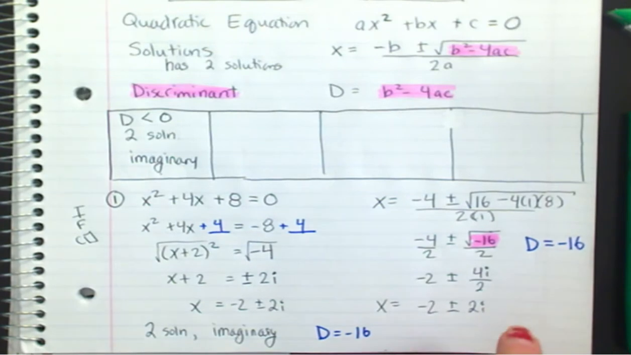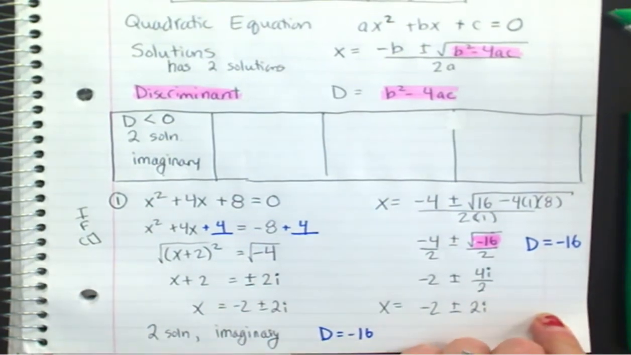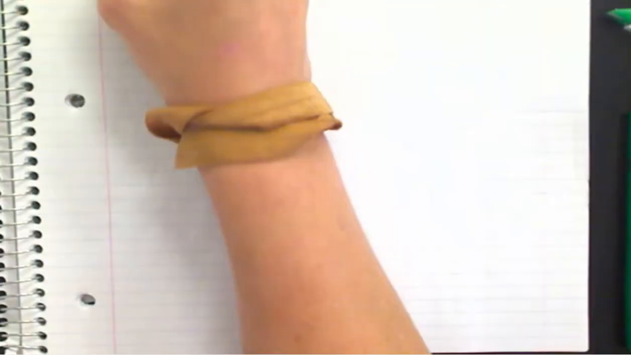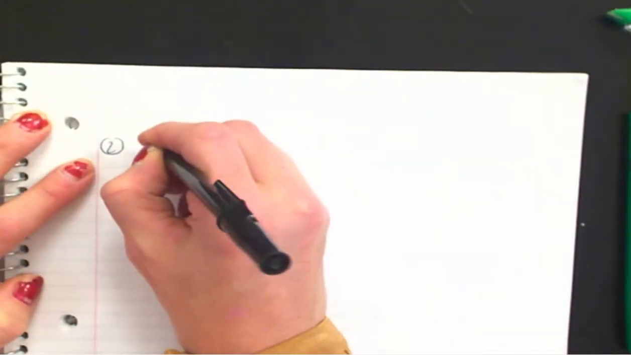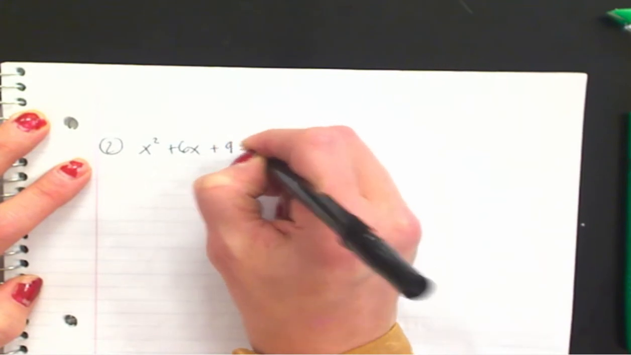Okay, let's do a second question. Right? 4 boxes, 4 questions. Okay. Question 2. All right. Solve x squared plus 6x plus 9 equals 0.